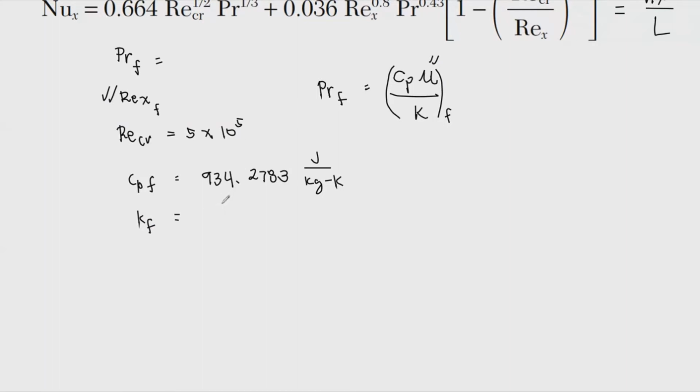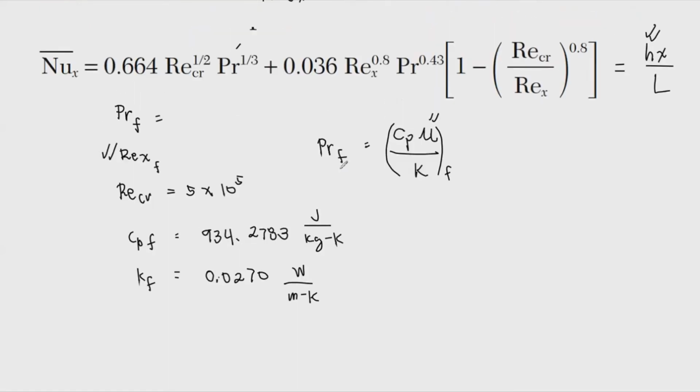So I need to find the thermal conductivity at the film temperature. So with that, we have 0.0270 watts per meter Kelvin. If I have some time, I'll be adding some video of how I do double interpolation in this. I mean, probably after the solving process, just to make sure that you know how to do it. But I still believe that you already know how to do that.